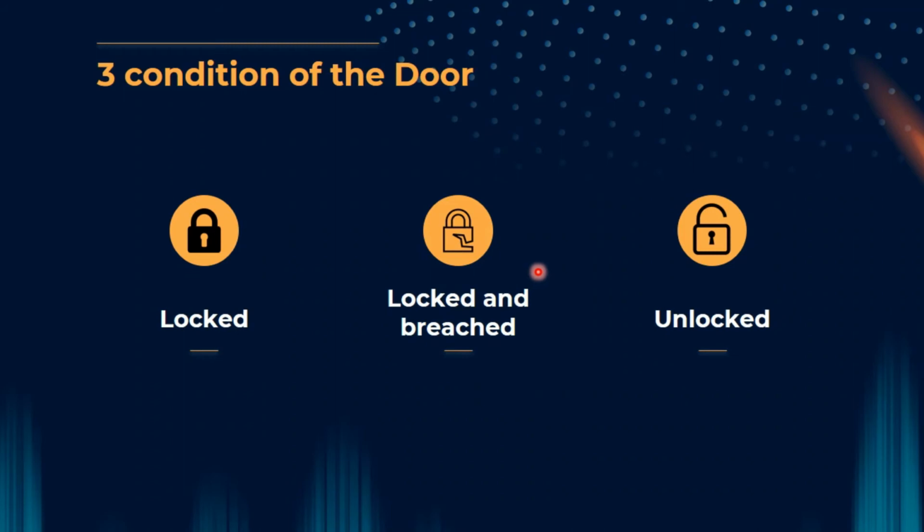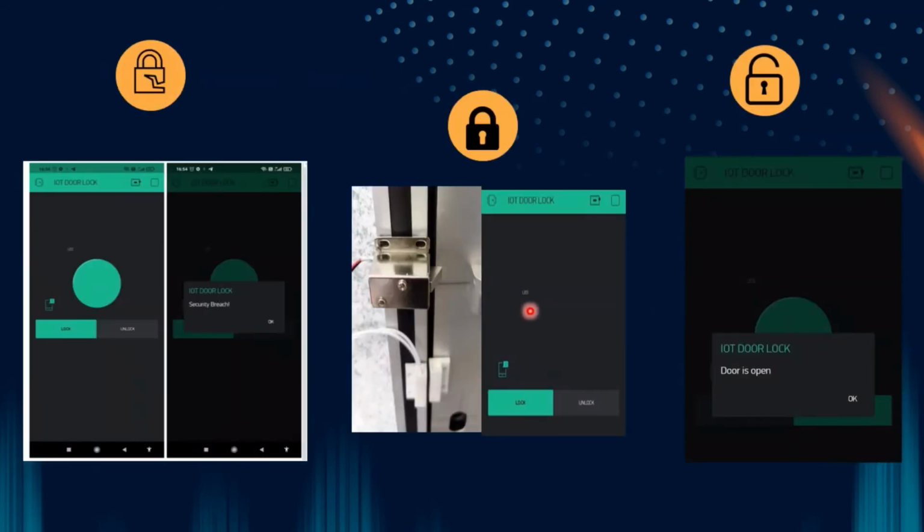There are 3 achievable results that can be observed in this project: lock and no breach, lock and breach, and unlock. Lock and no breach happens when the door is currently closed and locked. The solenoid is enabled, indicating that the door is locked and currently closed. The LED widget on the application is turned off when the door is closed, and the segment switch widget is currently showing that the door is locked.